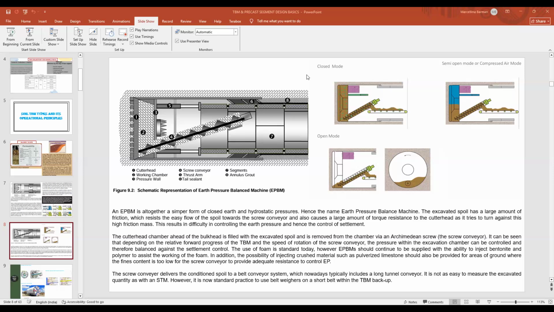Whenever I am passing under a river, or passing some water bodies, or passing under a nala, there I can go in a closed mode, because I can expect seepage that might come through my excavation chamber.